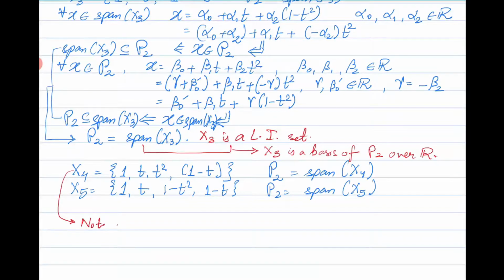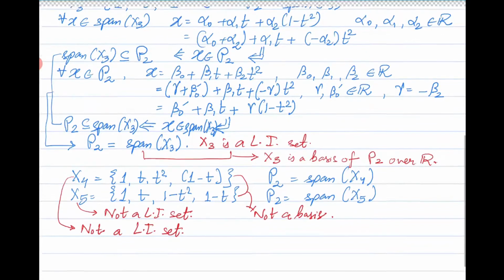This is not a linearly independent set. Similarly, x5 is also not a linearly independent set. Okay, so neither x4 nor x5 form a basis. So both of these are not a basis. They do not qualify as a basis.